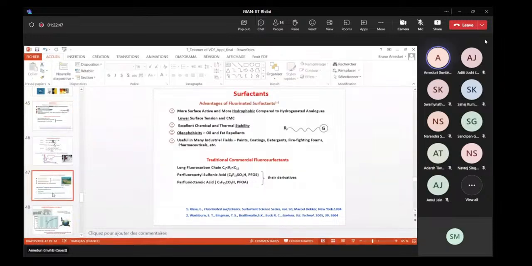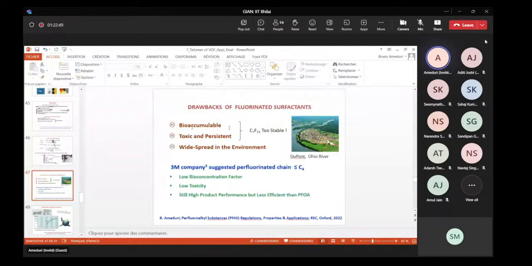fluorinated surfactants are bioaccumulable, so they stay in the blood. They are toxic and persistent. They are mobile also. They can go in rivers and go in the sea because of the presence of C7F15, which is very stable. And the half-life is about 3 to 5 years, which is incredibly high in the blood of people. So the company decided, in the first place, to reduce the chain length to have a lower bioconcentration factor.